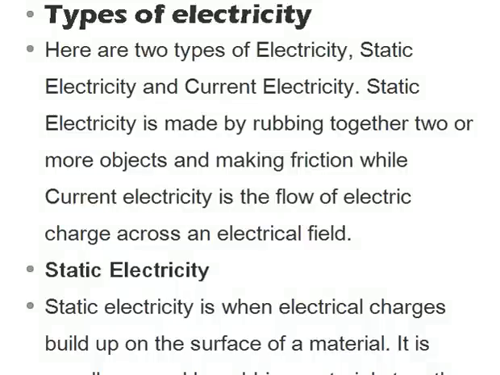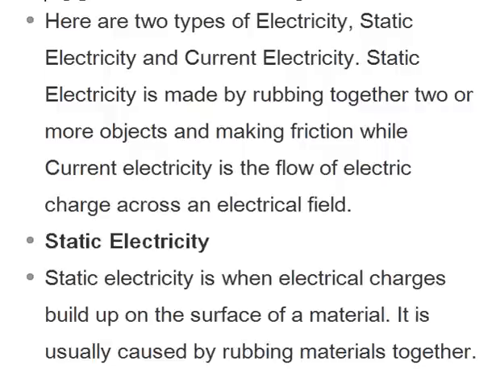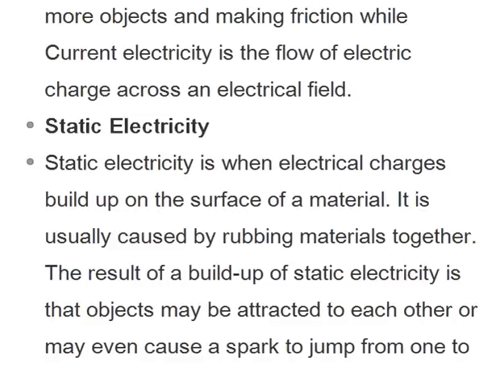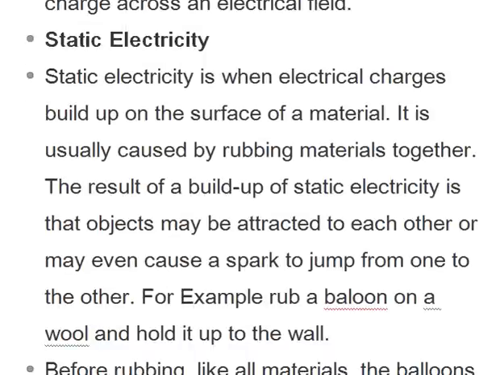Here are two types of electricity: static electricity and current electricity. Static electricity is made by rubbing together two or more objects and making friction, while current electricity is the flow of electric charge across an electrical field.